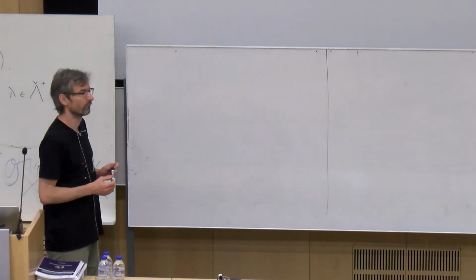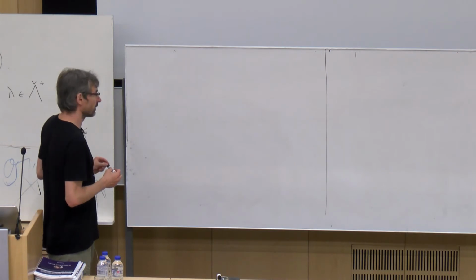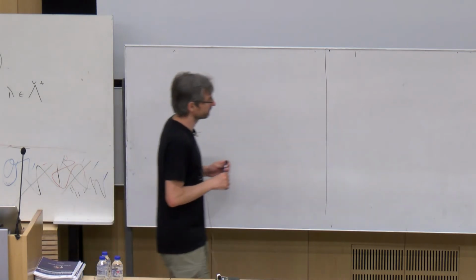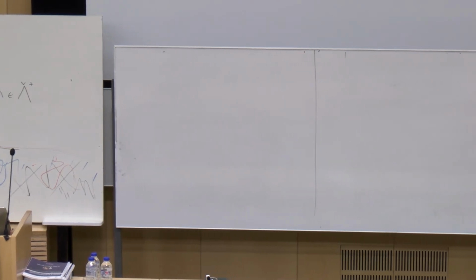Could you say something about weight versus co-weight? On the left board, it's in the weight lattice, and on the right board, it's in the co-weight lattice, so it's lambda. They're supposed to be in the same lambda, right? And you're actually right. My apologies.